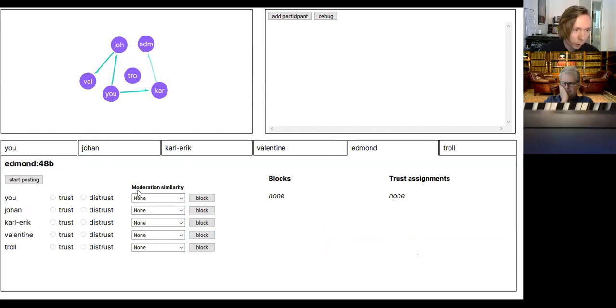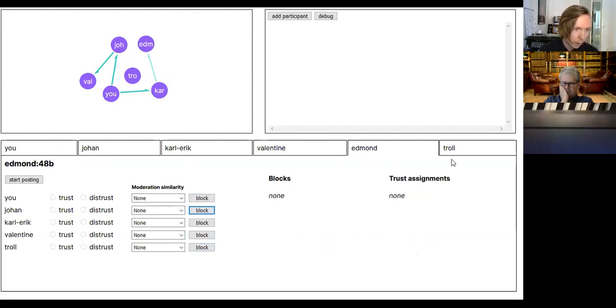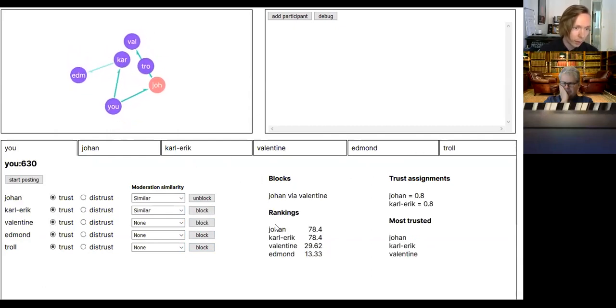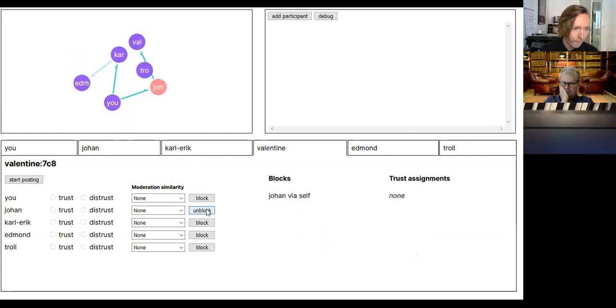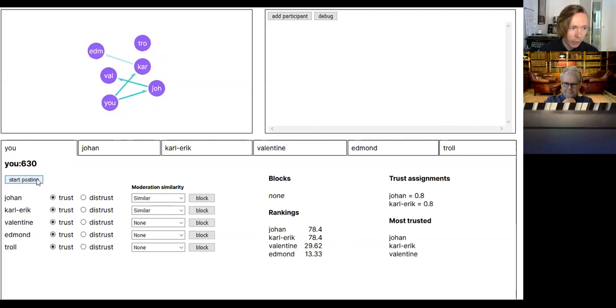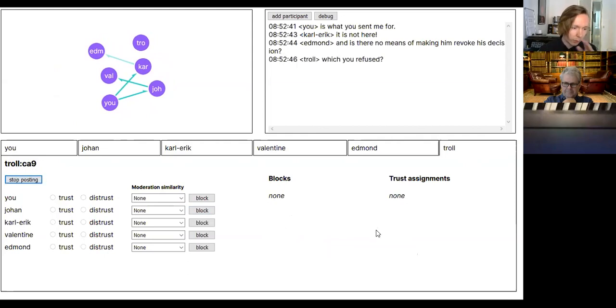So if Edmund were to block, let's say, Johan, it's not going to end up here. Whereas if Valentine was, for some reason, then it would actually end up here because those things are separate. But more interestingly, we have a troll here. And the troll is this bad person, the malicious participant. So let's add some chat logs here. And this is scraped from one of my favorite books by Alexandre Dumas.